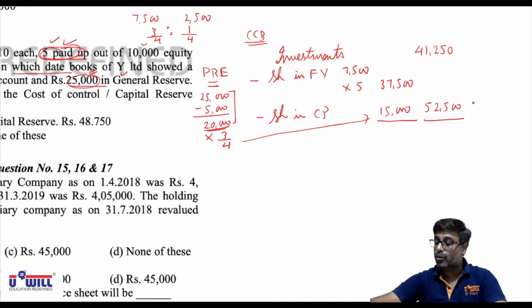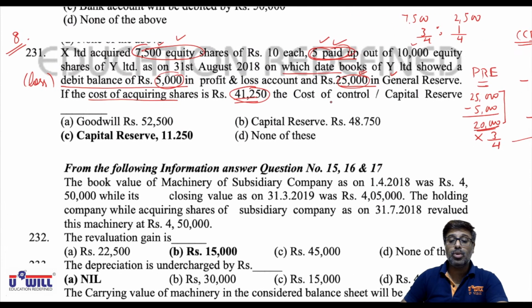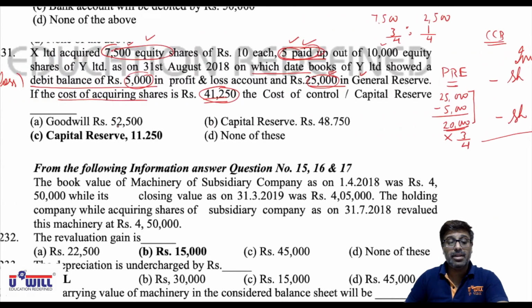So 41,250 minus 52,500. How much is the negative amount? 11,250. Negative amount means it is capital reserve. So what is the cost of control or capital reserve? Answer C, 11,250.